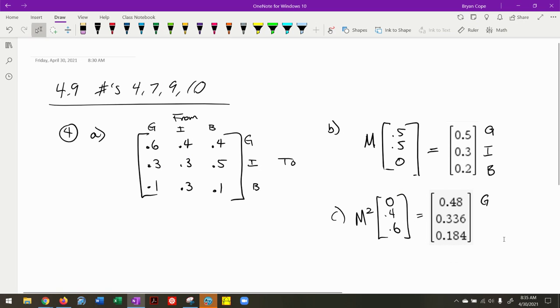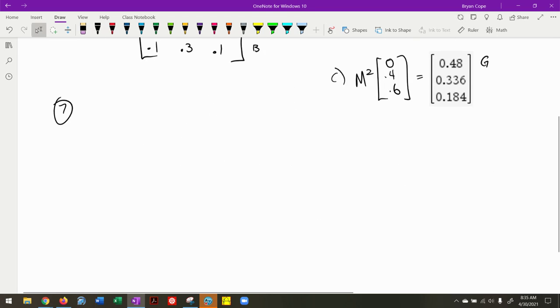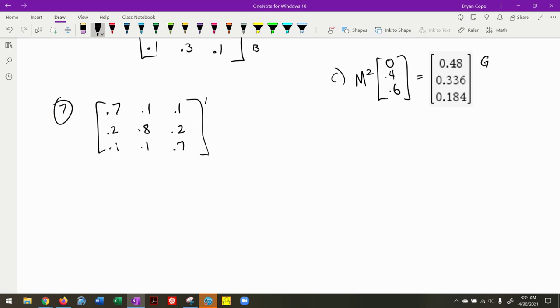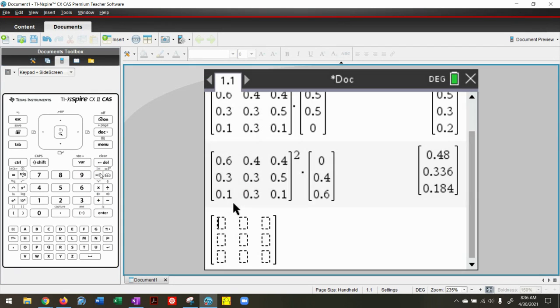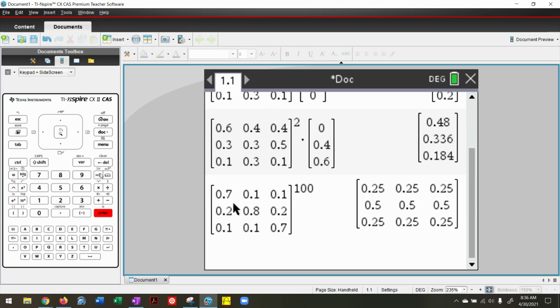Okay, 7. Find the steady state vector. The only way that we know how to do this yet, although I'm going to teach you more soon, is to take this matrix and raise it to a large power. Usually 100 is sufficient. So if we take that matrix and raise it to the 100th power, that's going to get us a matrix full of the same column, and that same column is going to reveal what the steady state vector is. All right, so our steady state vector is 0.25, 0.5, and 0.25.